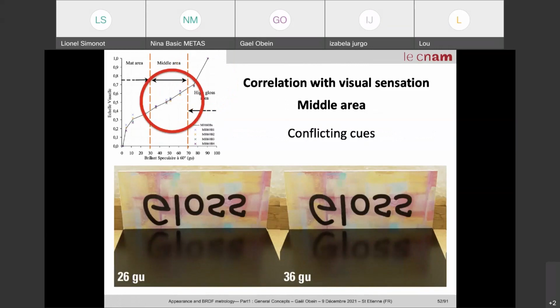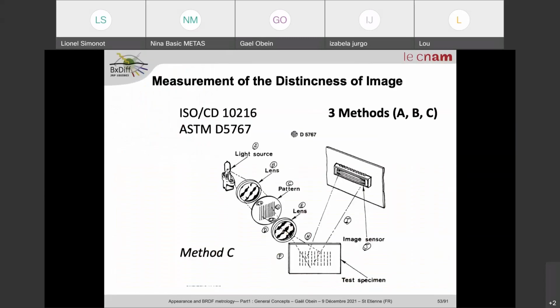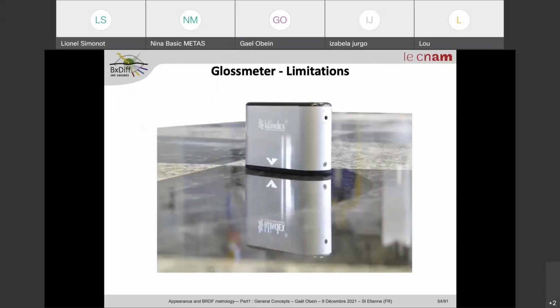In the middle, it works well. It's linear. It's a region of gloss where you don't exactly know where to accommodate. So your visual system is not very performant, and the gloss meter does the job. Oh, I put it in the wrong place, but for this part on the distinctness of image, there is also normalization and devices that are proposed and that you can use.